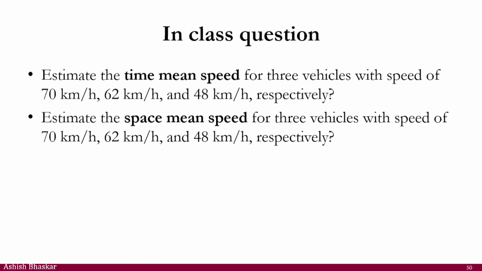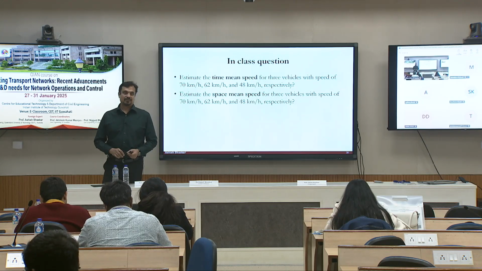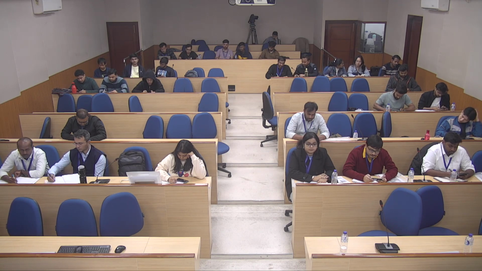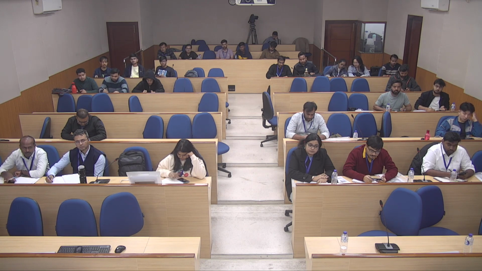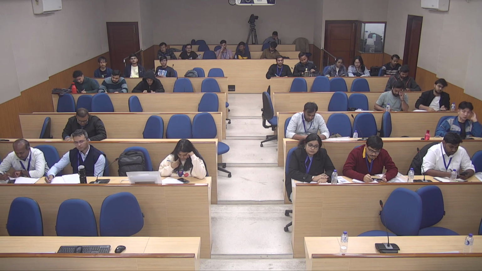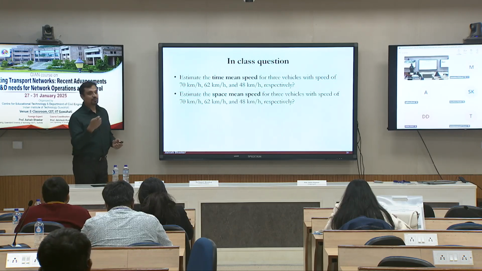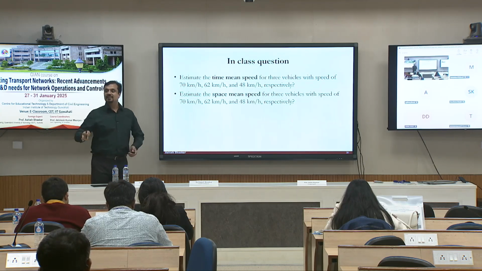First one is 60. What is the second one? Generally, space mean speed is always less than the time mean speed. Yeah, that's another thing. The harmonic mean is always less than the arithmetic mean.